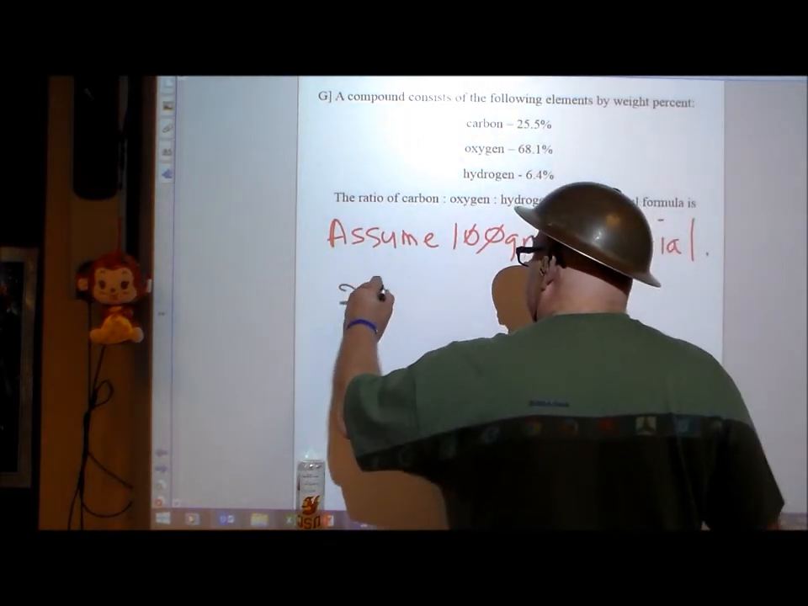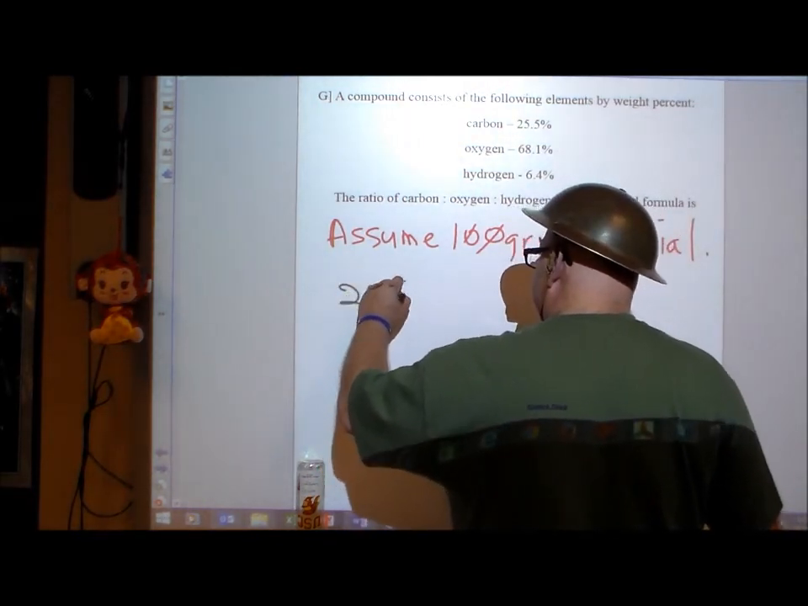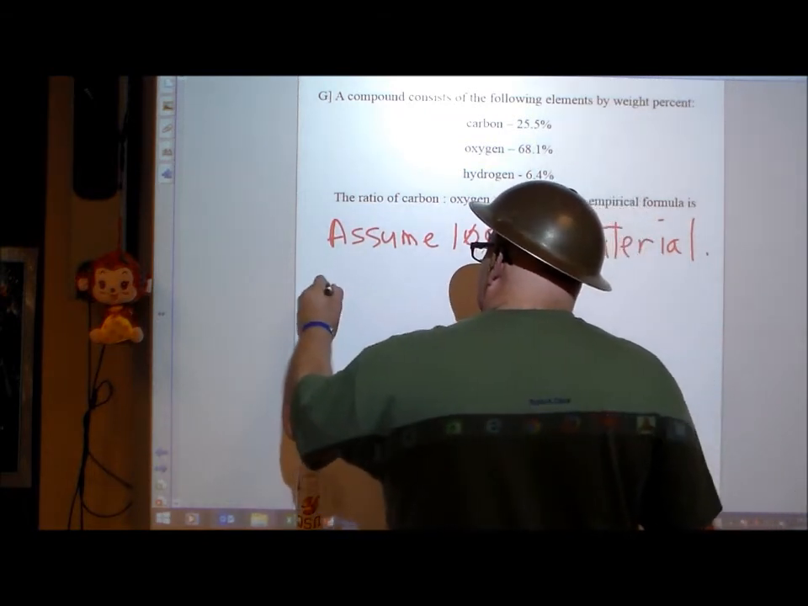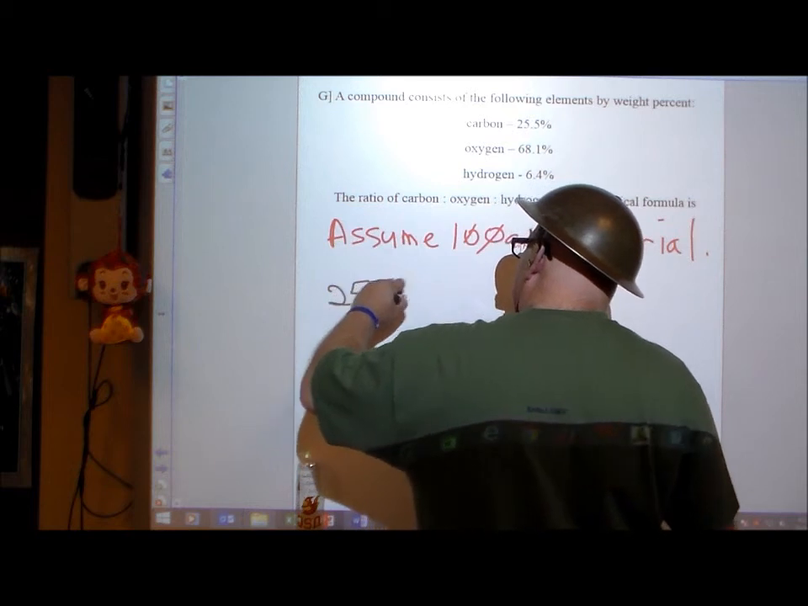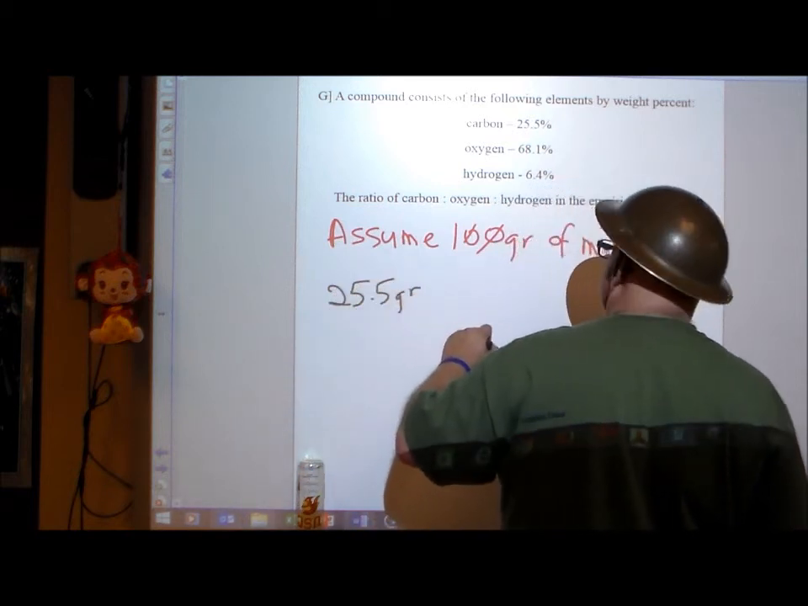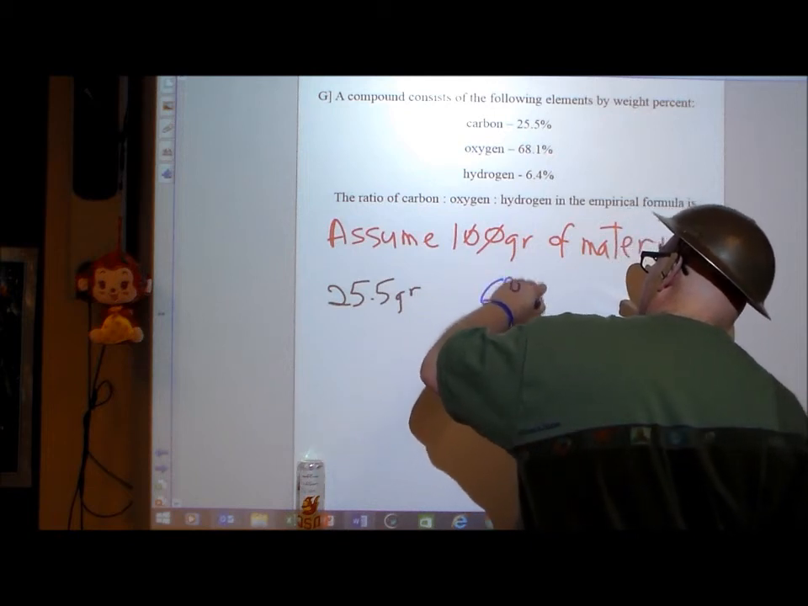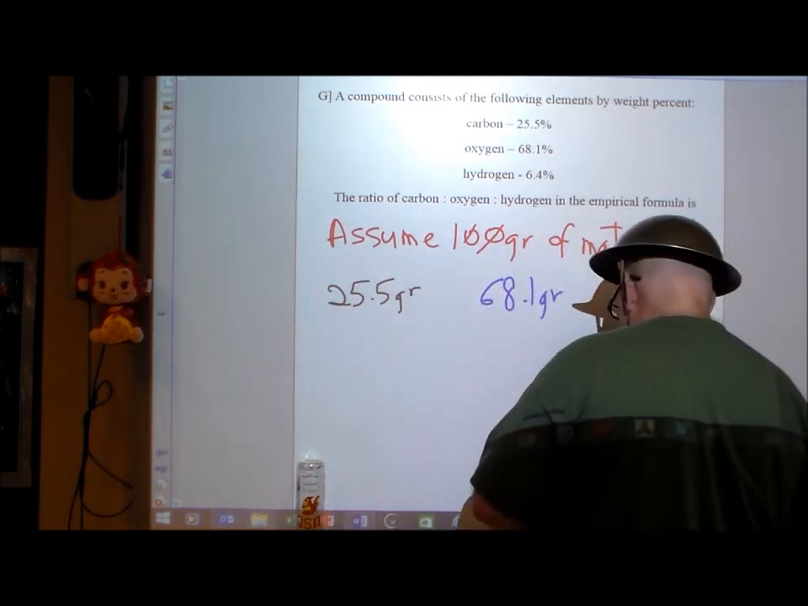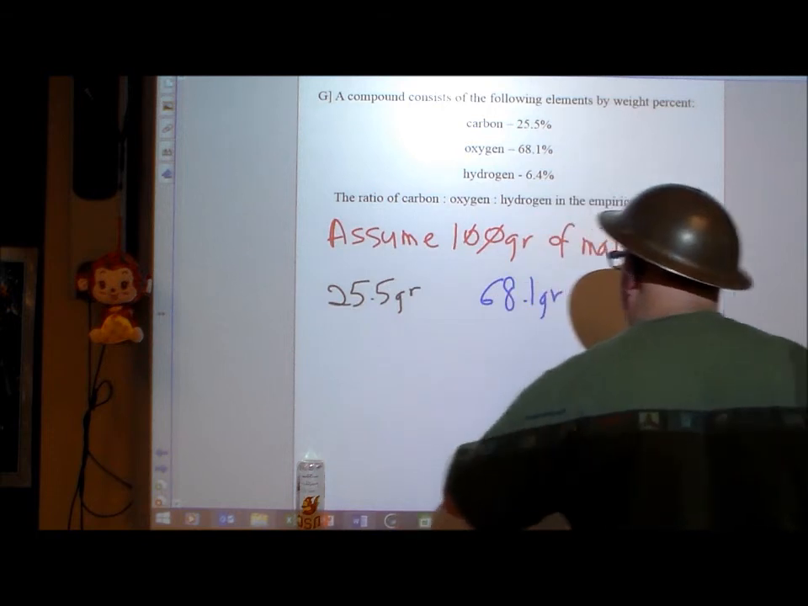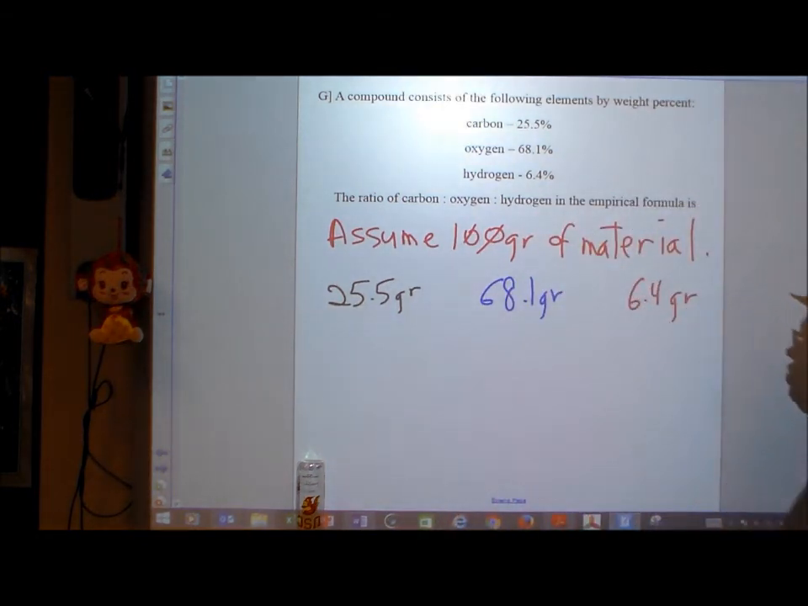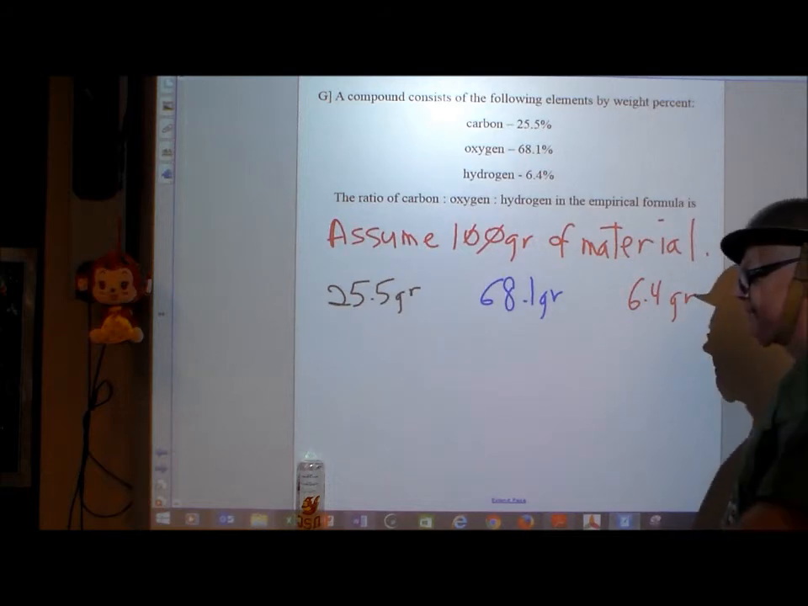I have 25.5 grams of carbon, okay? I have 68.1 grams of oxygen. And for hydrogen, I have 6.4 grams of hydrogen. So this is what I've got.